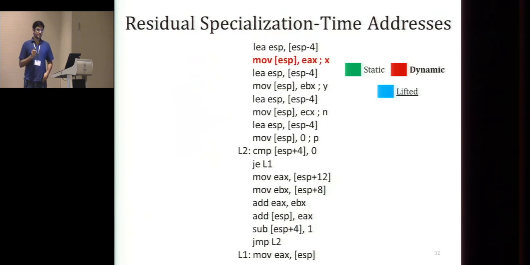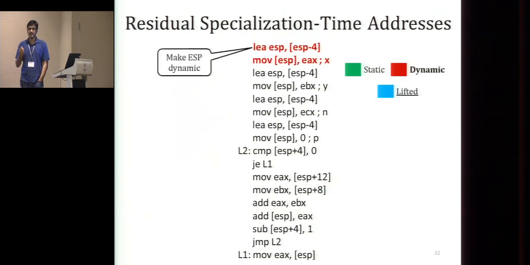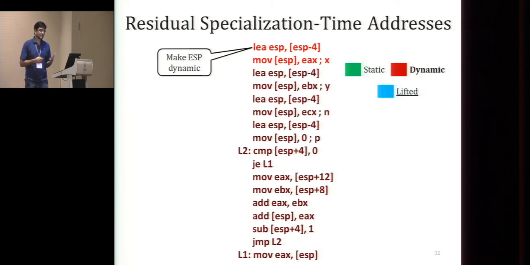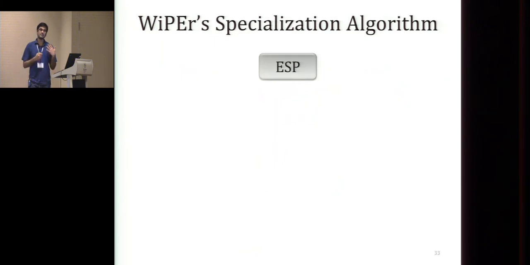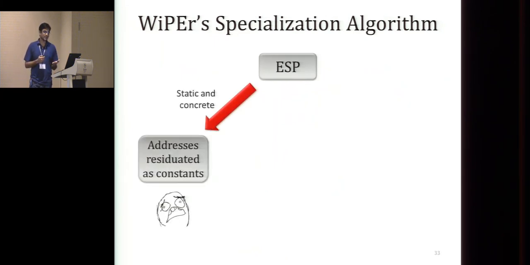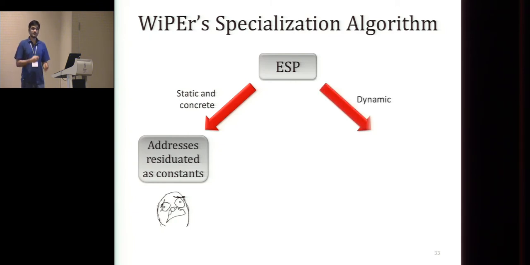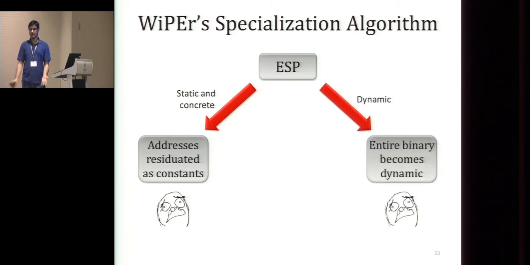One simple way to fix this issue is to classify ESP as dynamic at the beginning of the program. So we are saying the stack layout is going to be dynamic, it's not static. However, that would make the entire binary dynamic because all downstream instructions either directly or transitively use ESP. So we have a problem. If we treat the stack pointer as static and concrete, we get these residual addresses and we can't execute the binary. But if we treat it dynamic, then the entire binary becomes dynamic.